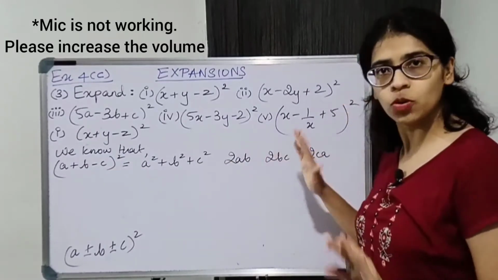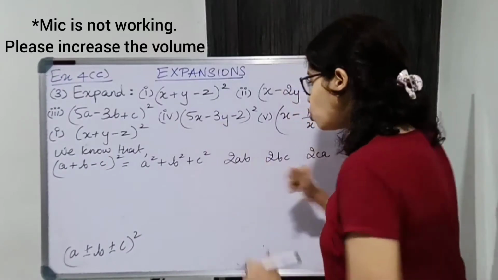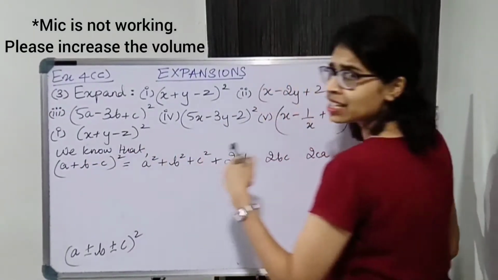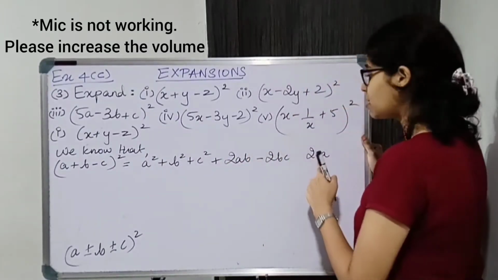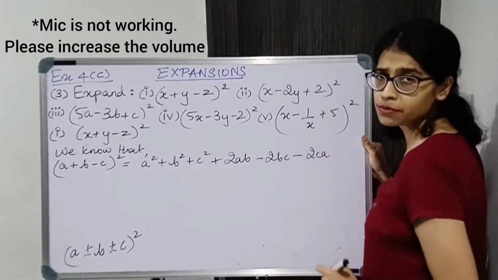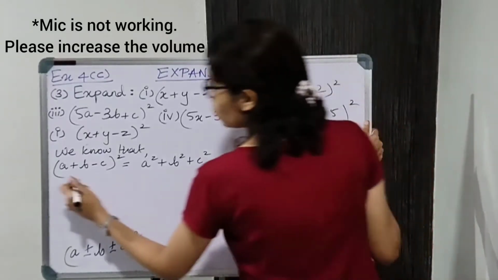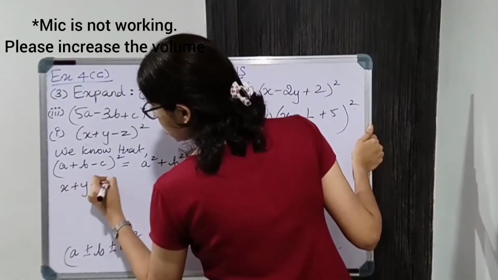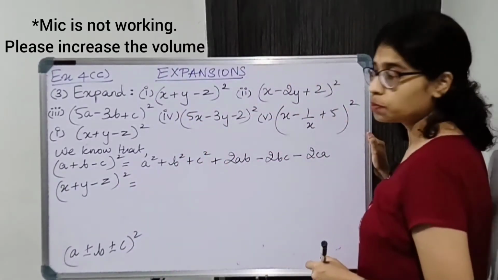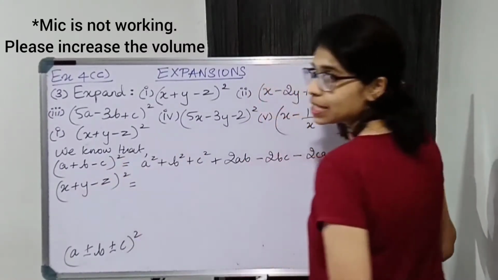Now, A and B both are positive, so 2AB will be positive. B and C, B is positive, C is negative, positive into negative gives negative, and C is negative, A is positive, so negative into positive gives negative. We use this formula and expand. So x plus y minus z the whole square is equal to A की जगह पे x, B की जगह पे y and C की जगह पे z.